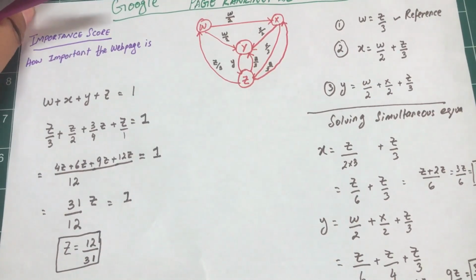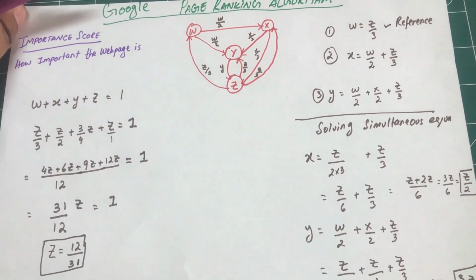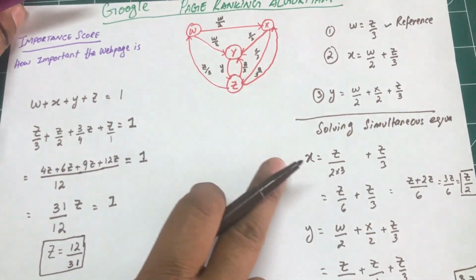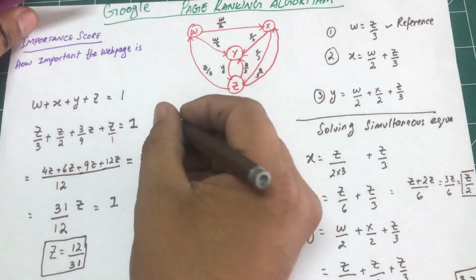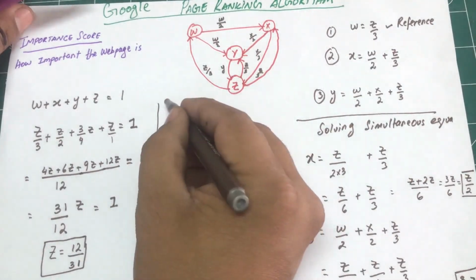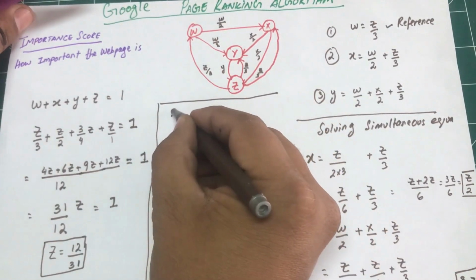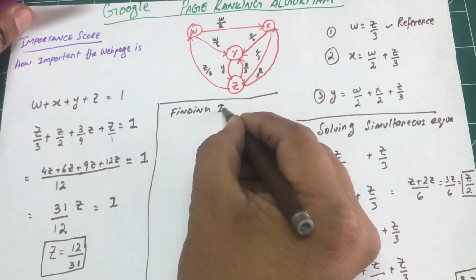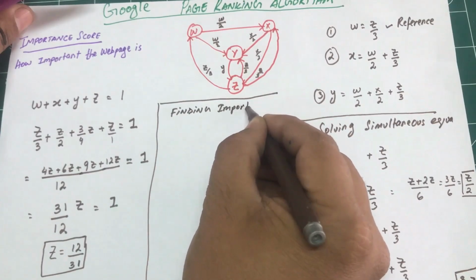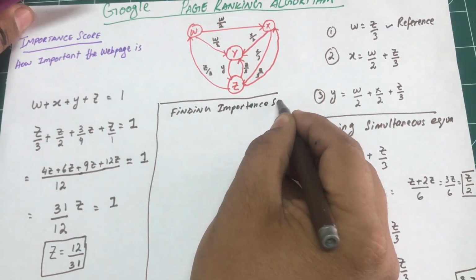So once I've solved for z, I've got an actual number for it. Now I'm going to take these equations and start plugging into every single one of them to find my importance score. So now this step is going to be finding the importance score.